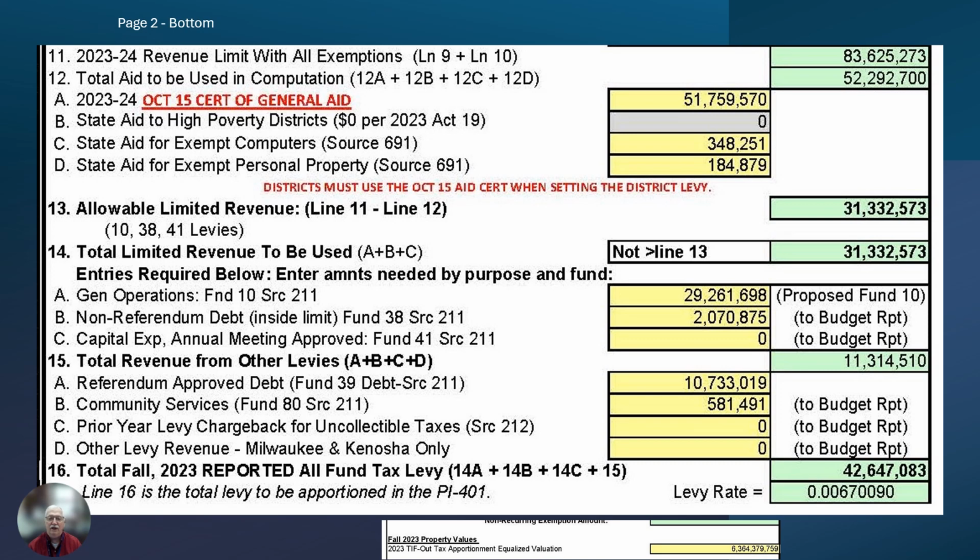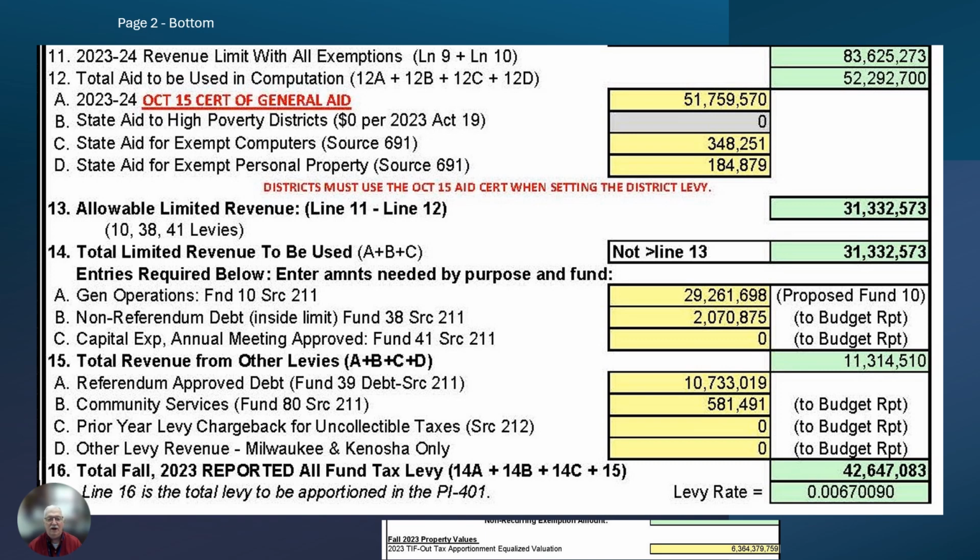As we approach the end of the worksheet, only the determination of the levy rate or mill rate remains, and that is calculated by dividing the total levy found on line 16 by the TIF out equalized value found on the bottom of the left-hand side of the form where it reads fall property values. That's at the bottom of the first page. I've inserted it at the bottom of this slide for quick reference.